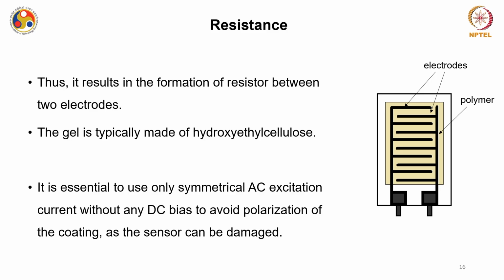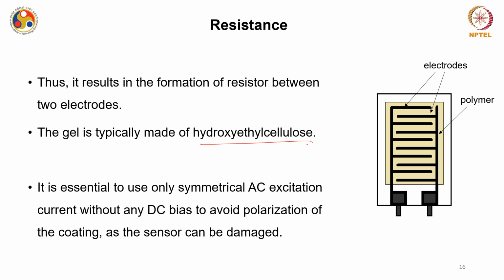So you have two electrodes, and in between you have a gel-like material which has some reinforced metal nanoparticles, and it is forming a very good conductive path. These gels are usually made up of the material hydroxyethyl cellulose.